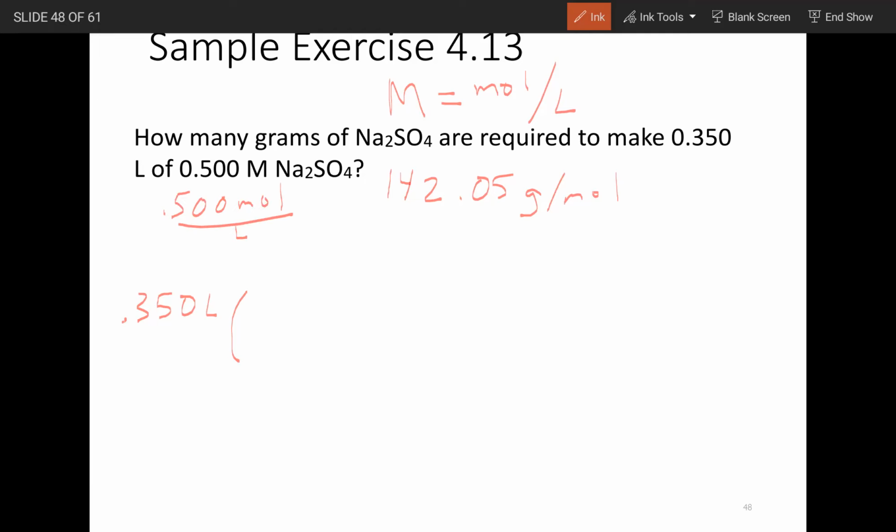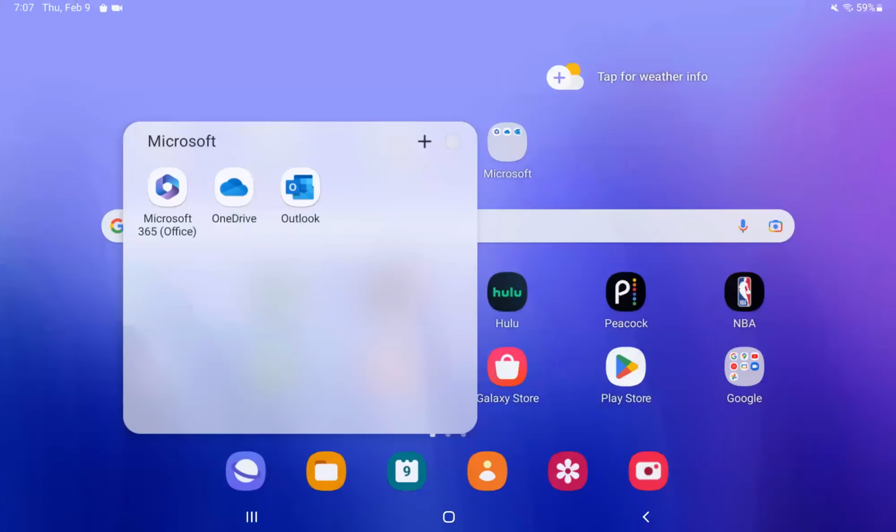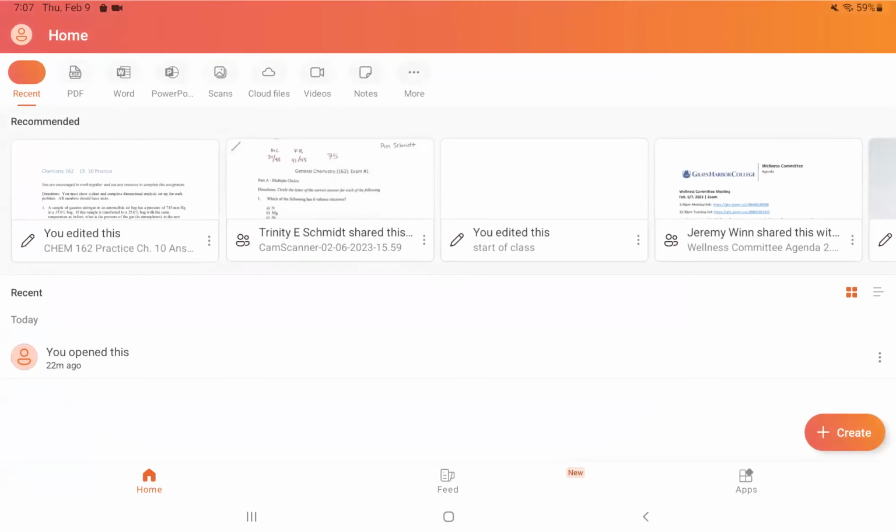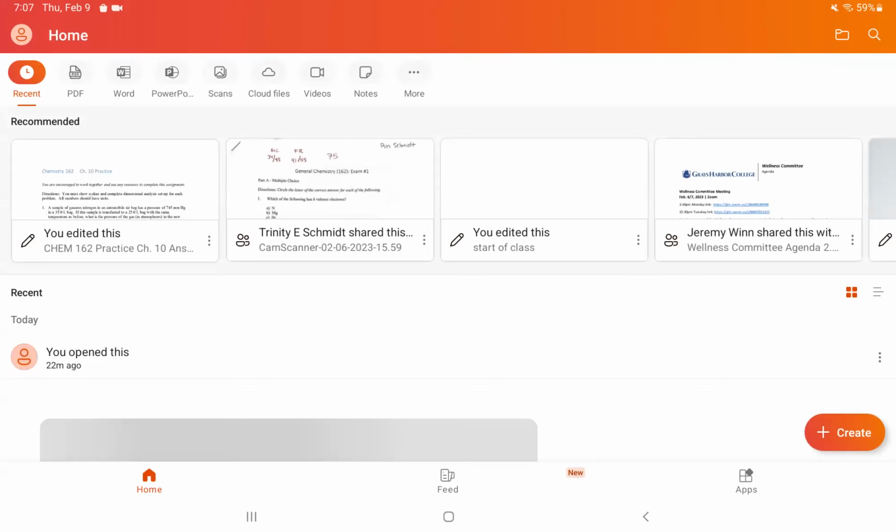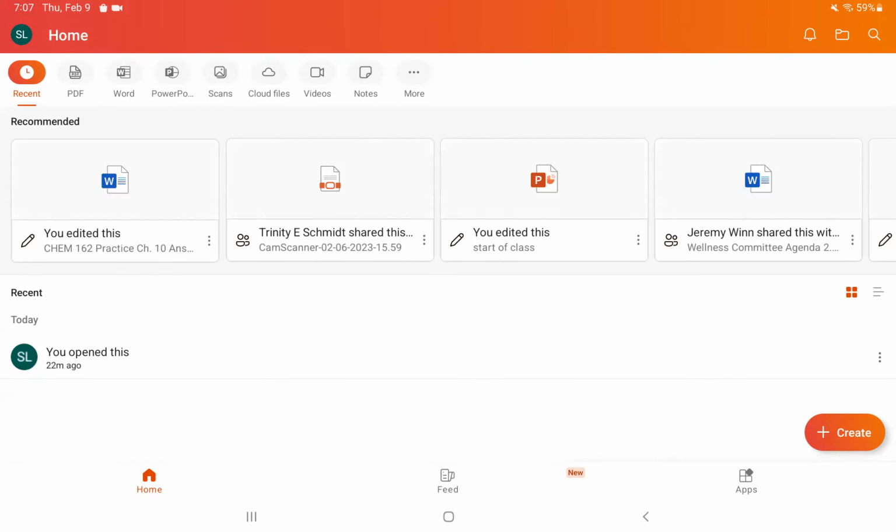So now if we look at our dimensional analysis, we're starting with liters. We have to get to moles so then we can get to grams. So we can just use that molarity. We can use that molarity to convert directly between volume and moles. And then we can use the molar mass just to get the actual mass that we would need to weigh out in order to make that solution.